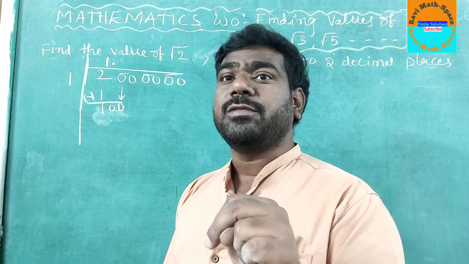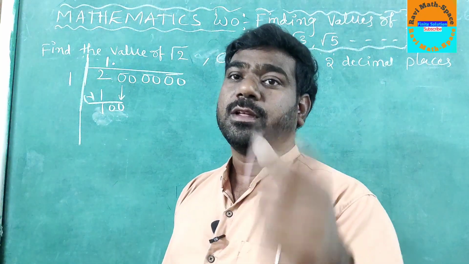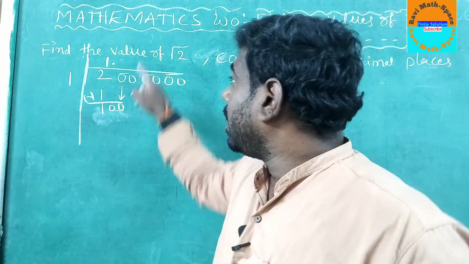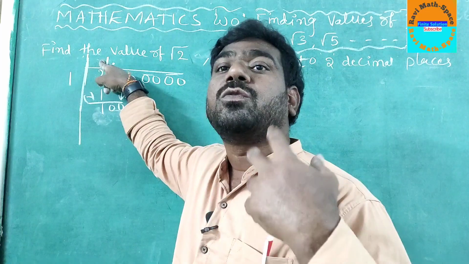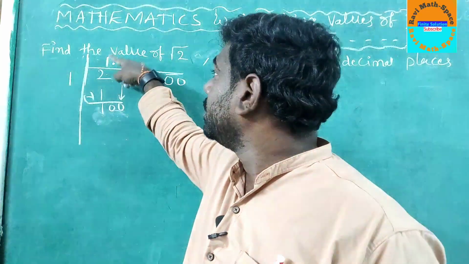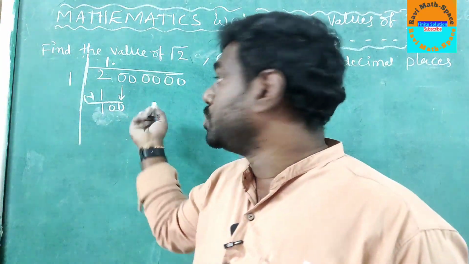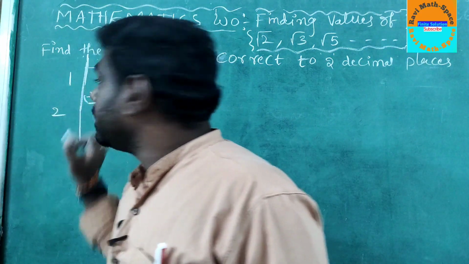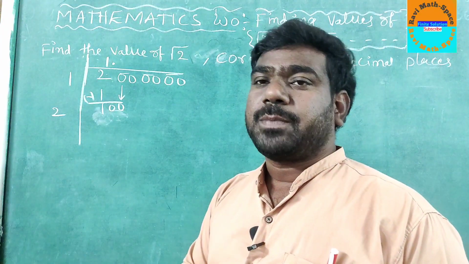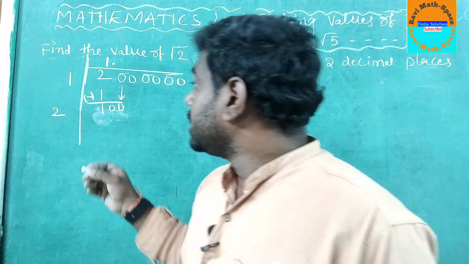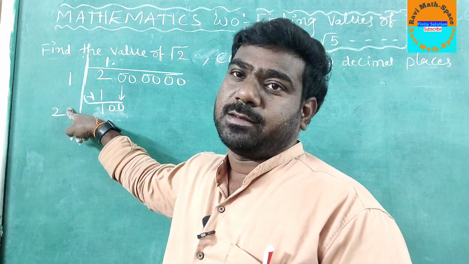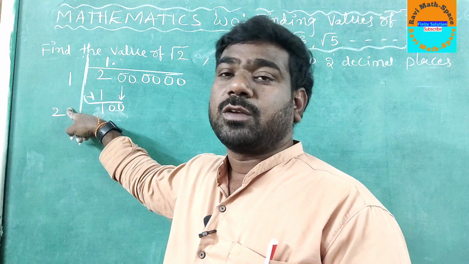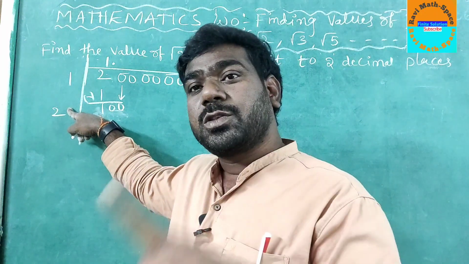Every new divisor we can find in two steps. The first step is whatever number is there in the quotient, we have to double that number. So 1 doubled is 2. Write here 2. This is the first step. What is the second step here? In the second step we are going to consider a suitable square.